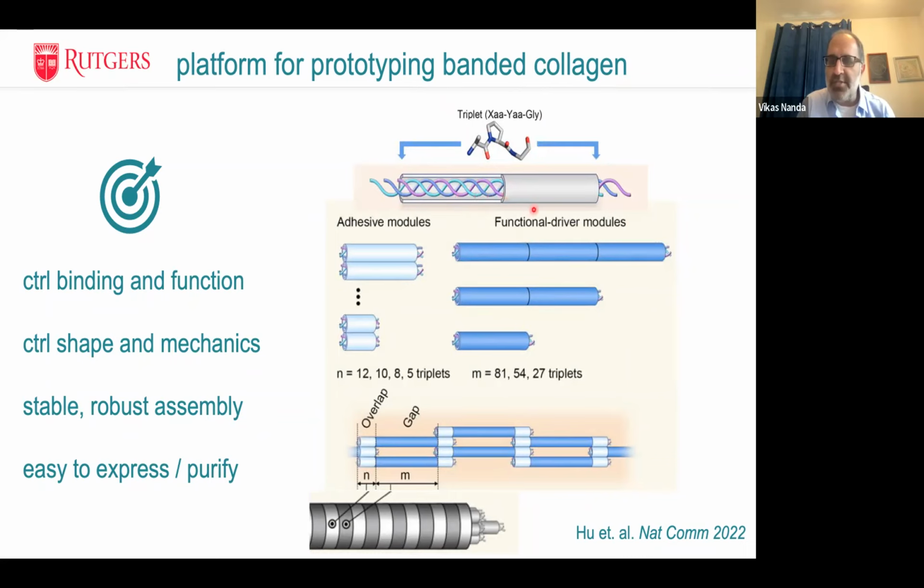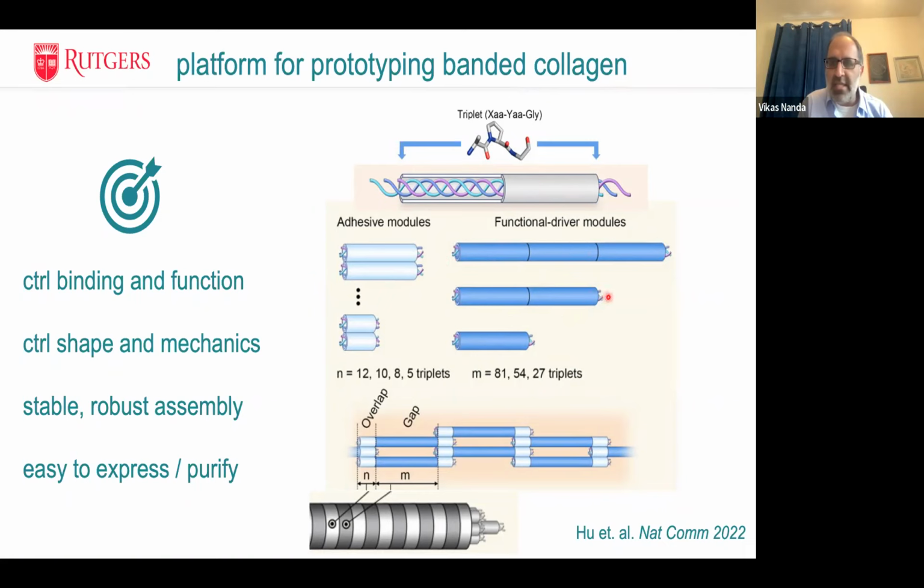But now we had 2 types of triple helices. So remember I talked about how proteins are modular. So we developed 2 different modules for this collagen. One which we call an adhesive module. These are the ones that stick together. These are responsible for the higher order assembly. And then the other, which is the functional module. This is the one that's going to control the length between bands, or the interaction with specific cells.